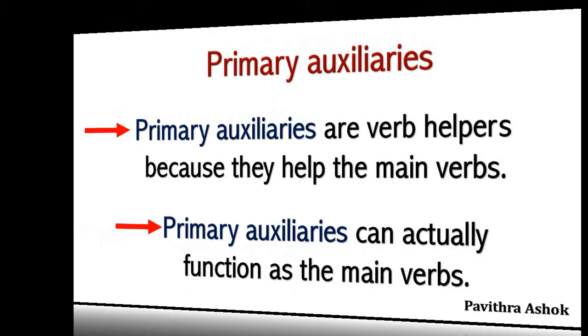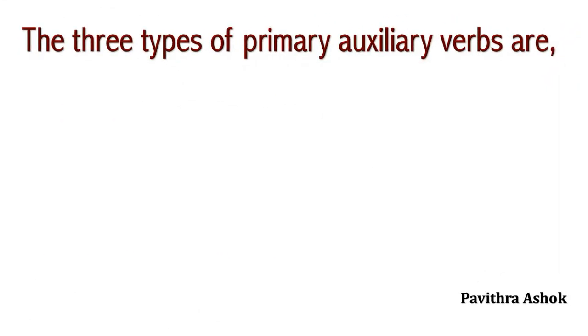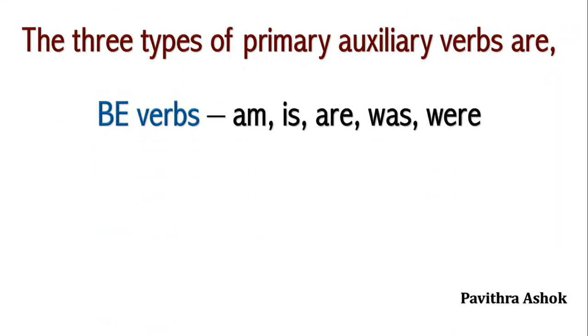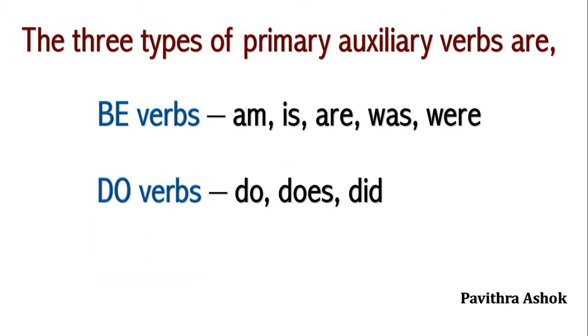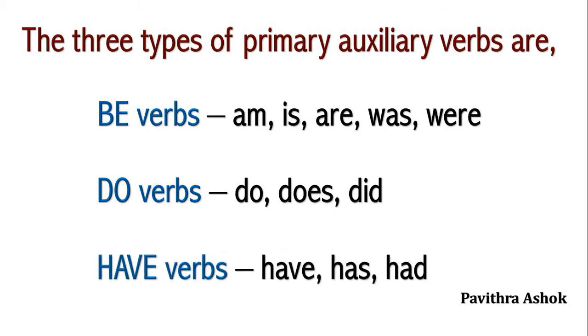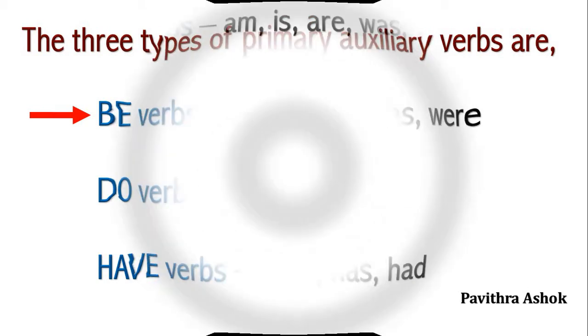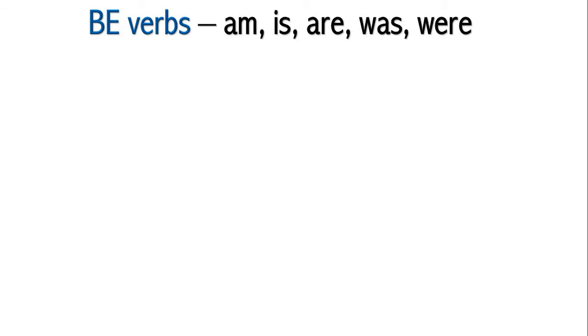Let's see the three types of primary auxiliary verbs. They are be verbs, that is, am, is, are, was, were. Do verbs, that is, do, does, did. Have verbs, that is, have, has, had. Students, in this session we'll understand about be verbs. Be verbs are am, is, are, was, were.